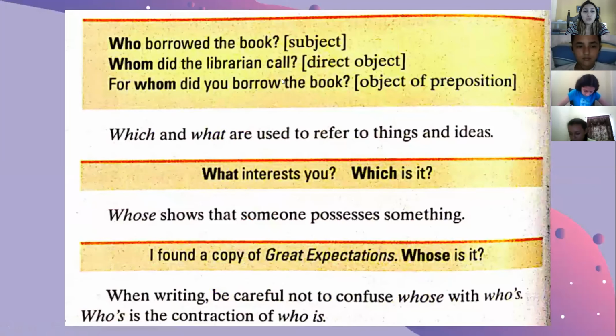In the book, we have some examples of how we can use these words, okay? Now, Carlos Marcelo, can you help me reading the first part in yellow? Can you read this part for me, Marcelo? The yellow part. Who borrowed the book? Subject. Who did the librarian call? Direct object. From whom did you borrow the book? Object of preposition.